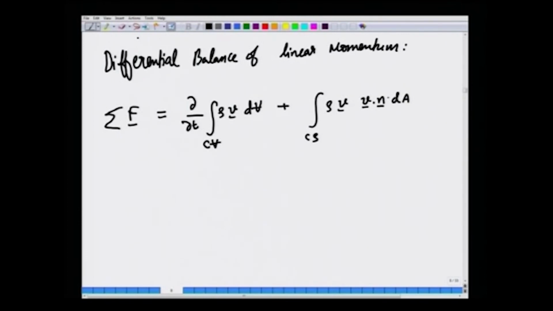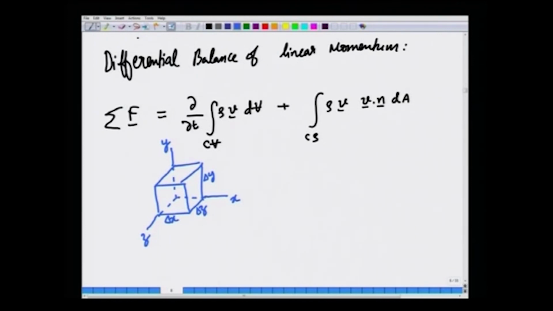Now, we are going to apply this to an infinitesimal cubic control volume, just as before we did for mass. So, x, y and z. So, this is delta x, delta y and delta z. These are the three sides of the control volume, and we are going to take the limit as this control volume shrinks to a point.